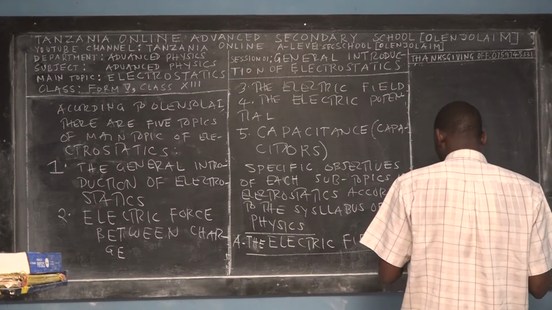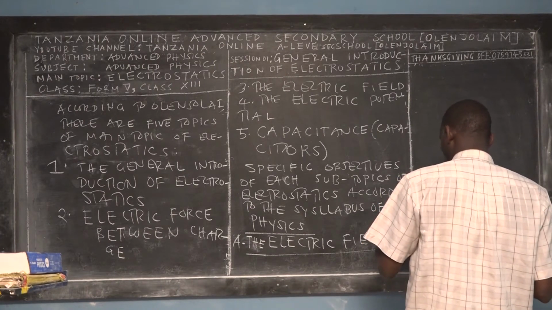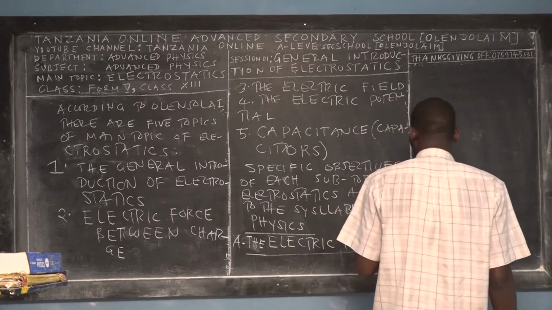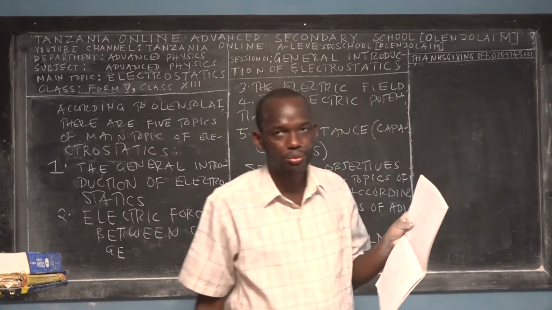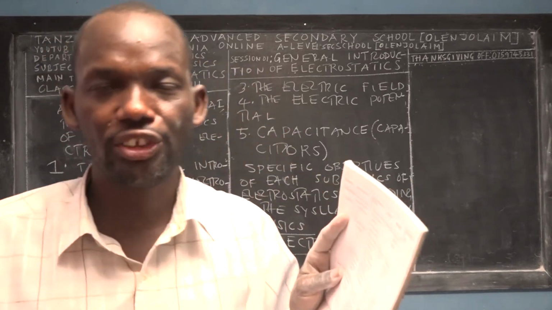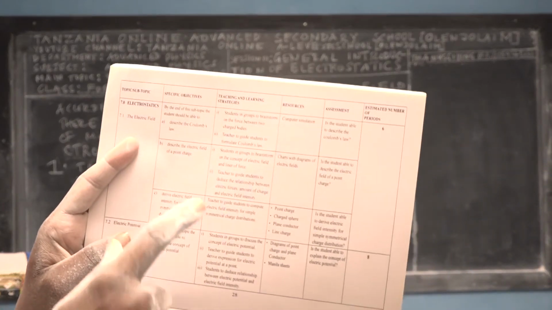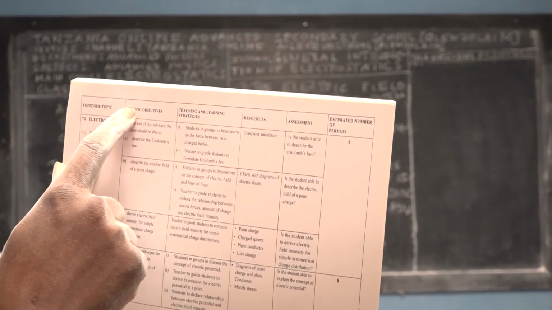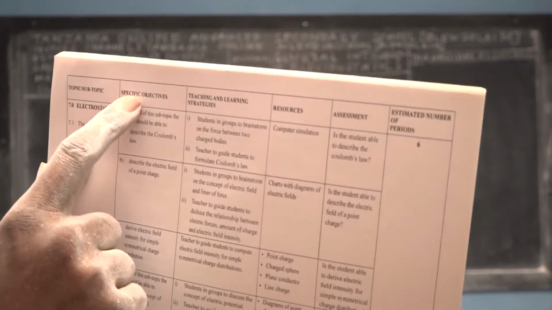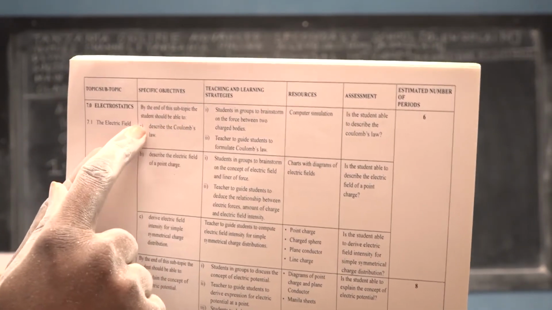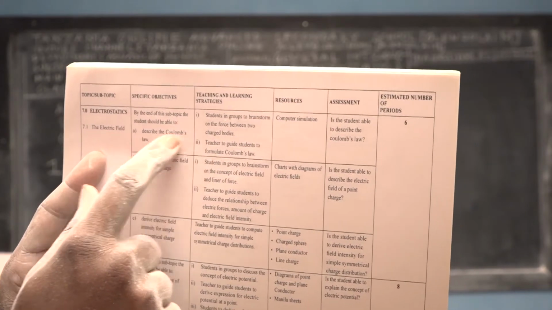So the first subtopic, which is the electric field, has three specific objectives that the students have to meet. When I say specific objectives, these are written in your syllabus. I want to present this information so that you can go through it. You can read that these are specific objectives, right? The first one: by the end of this subtopic, the student should be able to describe Coulomb's law. Okay?